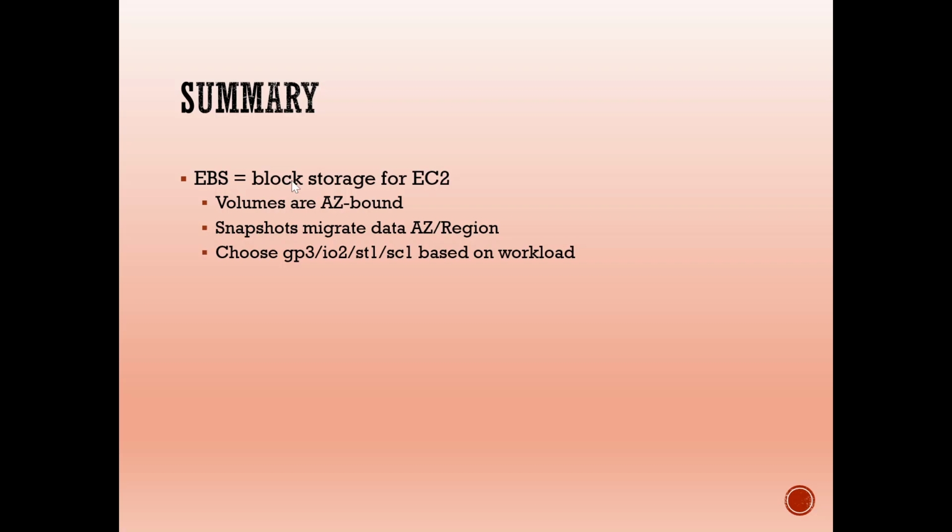In summary, what we have learned so far: EBS is block storage for EC2 instances. Volumes are availability zone bound. Snapshots migrate data across availability zones and regions. And choose GP3, IO2, ST1, SC1 based on your workload. So that's all from this video.